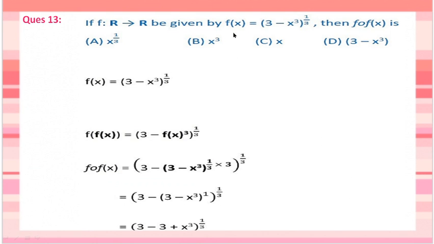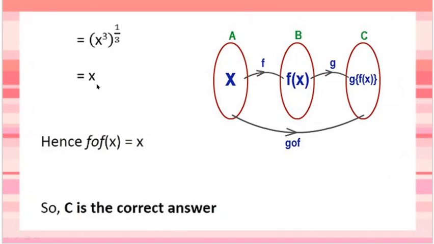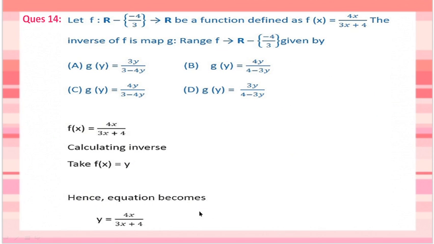Question number 13, here the function is given which is defined from R to R, and we have to find f of f(x). The way we calculate fog and gof, now we have to find f of f(x). So the function is this. Now f of f(x) means we will take function f(x), but in place of x we will write down f(x) again. Then we'll put the value of f(x), and after opening and solving we will get x in return. So f of f(x) is x, so C is the correct answer.